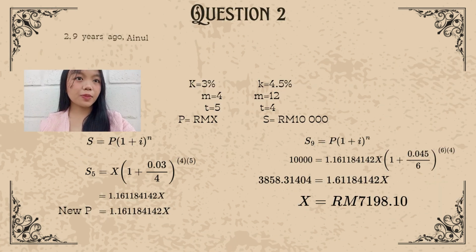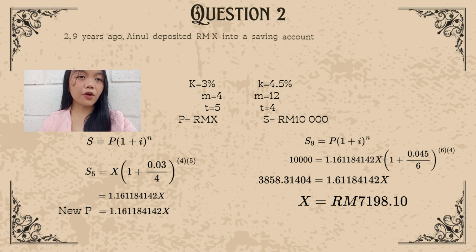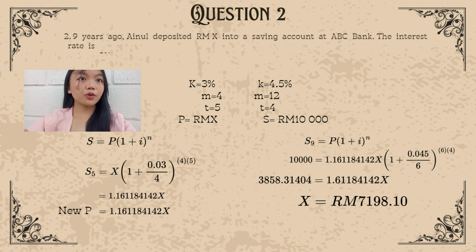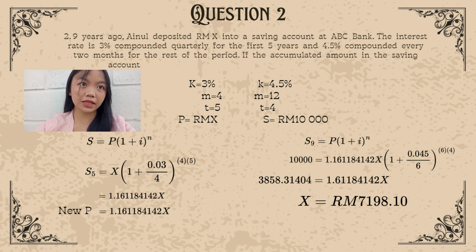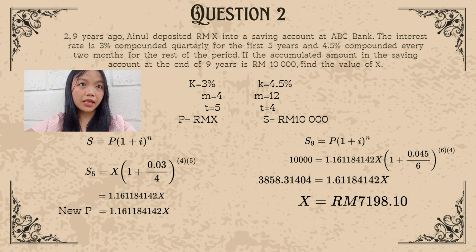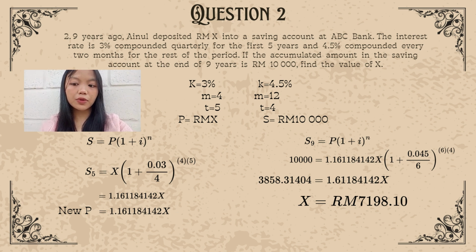Hi, so I'll be explaining how to solve the problem for question 2. The problem in question 2 is to find the starting amount, which is X, that is needed to end up with 10,000 ringgit after 9 years of interest growth. The growth happened in 2 different stages. And the main idea for both steps is the compound interest formula, which is used to calculate how a starting amount grows over time as interest is added.